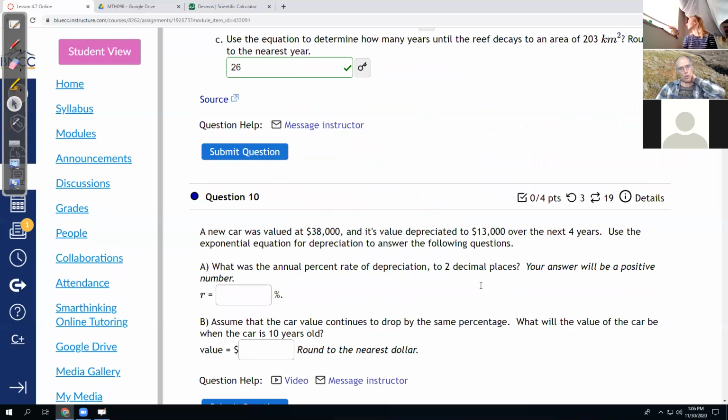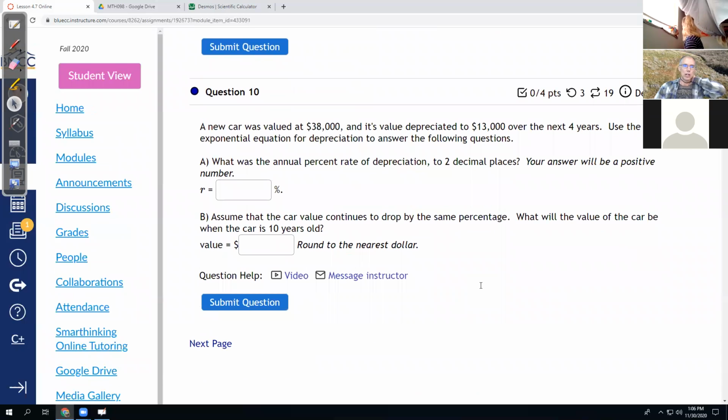All right, one more on this page. Number 10, a new car was valued at $38,000 and depreciates to $13,000 over the next 4 years. Okay, so let's say I bought a car this year at $38,000. 4 years later, it's only worth $13,000. Use the exponential equation for depreciation to answer the following question: what was the annual rate of depreciation to 2 decimal places? Ooh, then I'm going to find r.